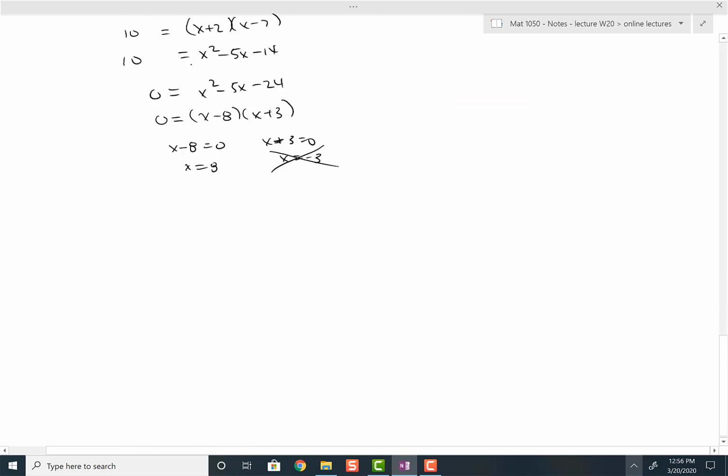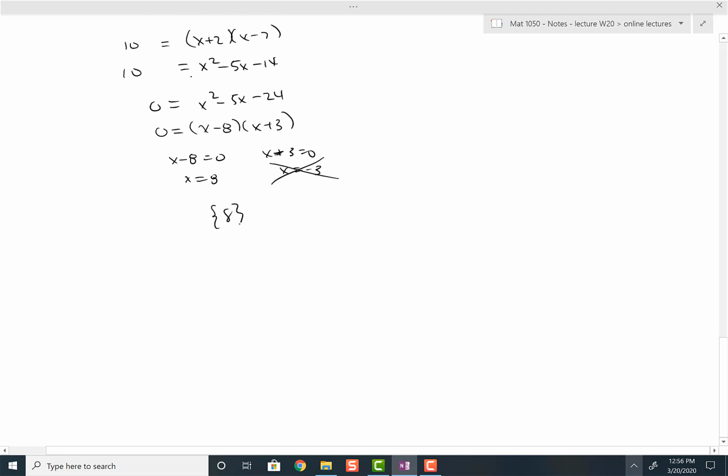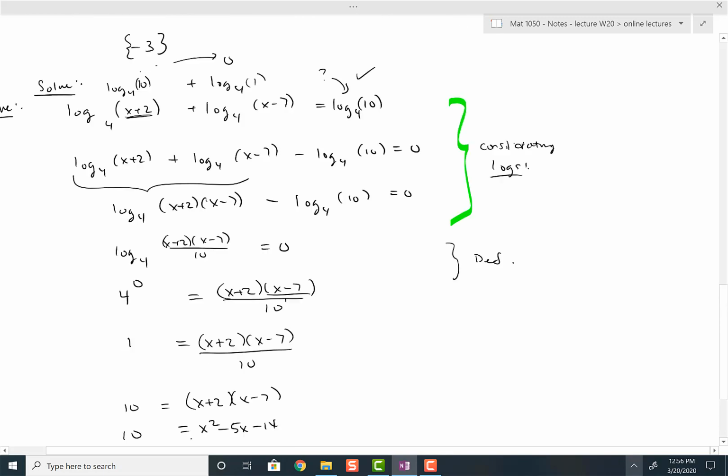So it checks out. Done. So the only answer is the number 8. Okay? Pretty easy, okay, guys? All you really have to do is isolate it. But sometimes the isolating part can be difficult. So let's check this out.